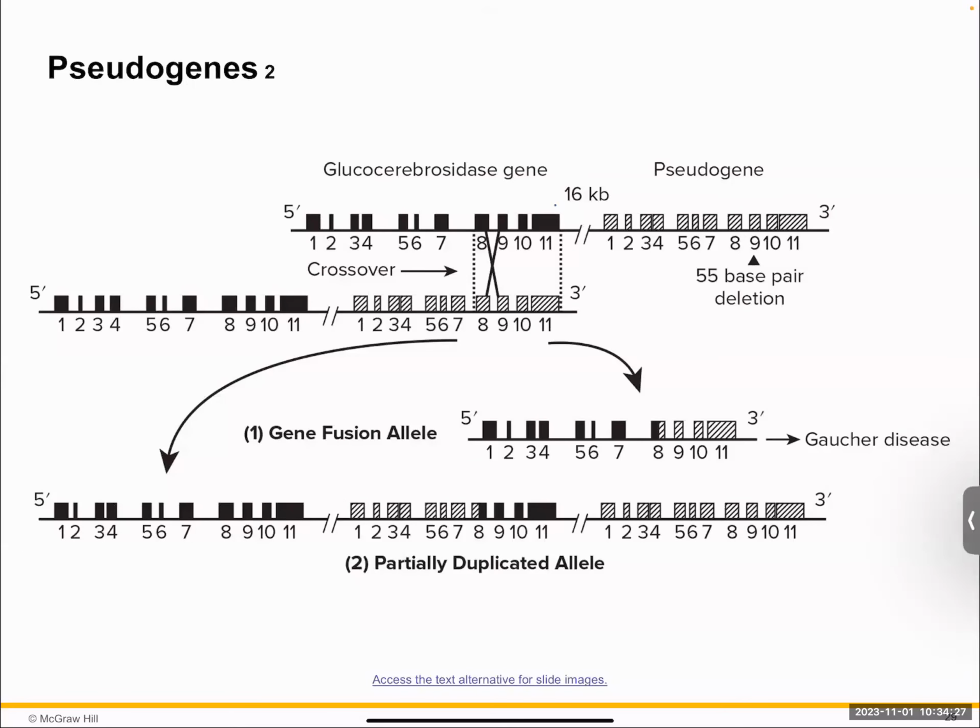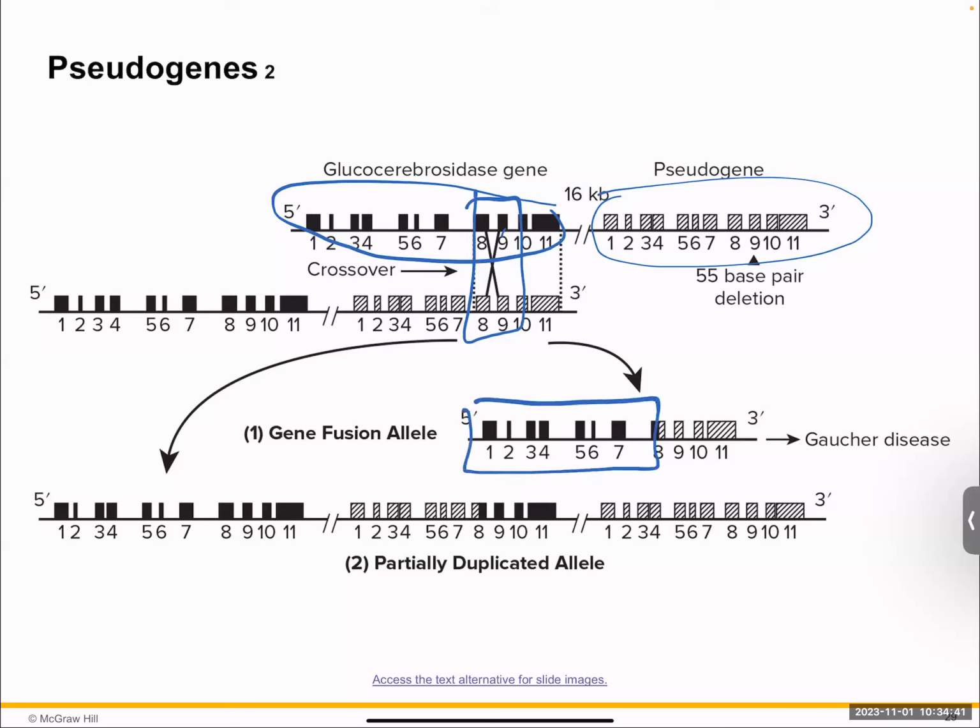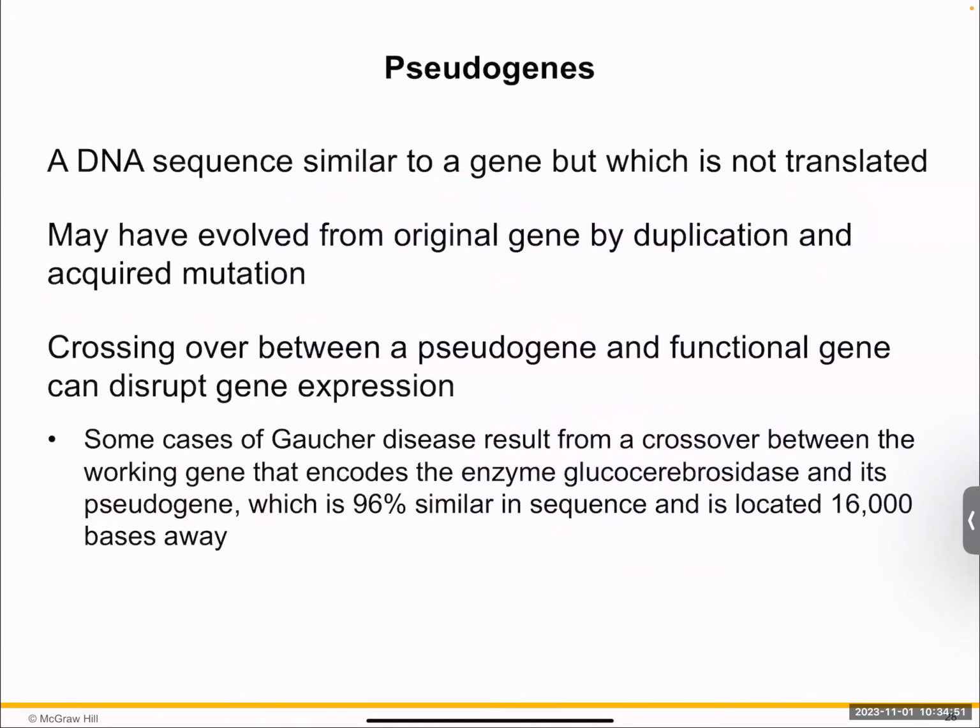So here is the normal gene in black. Here's the pseudogene in kind of striped colors. Where that crossover happens, right here between these regions 8 and 9, now you have the original gene for the good part of it, and then the part of the pseudogene at the end of it. This is abnormal, which basically causes the medical condition called Gaucher's disease.